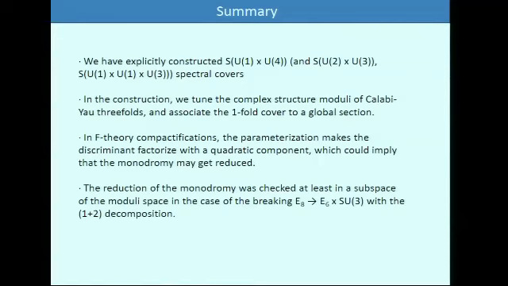And actually, we explicitly check this reduction of monodromy in the special case, which is the E6 gauge symmetry with 1 plus 2 factorization, 1 plus 2 decomposition.